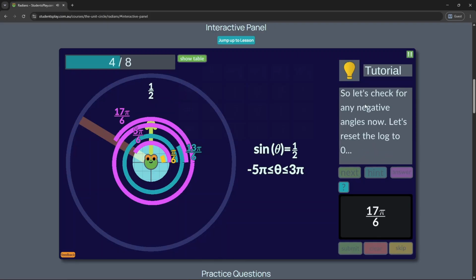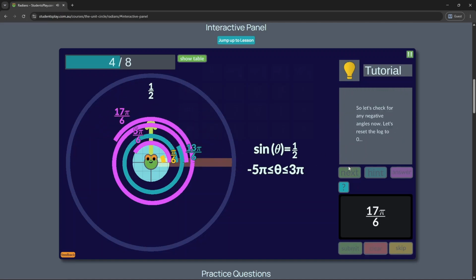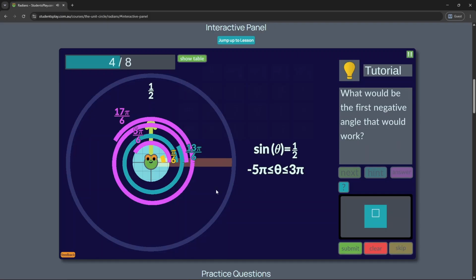Cool. Let's check for any negative angles now. Let's reset the log to 0. Okay. What would be the first negative angle that would work? Whew, okay. This time we have to go all the way around here. And the first one we hit will be this guy here.